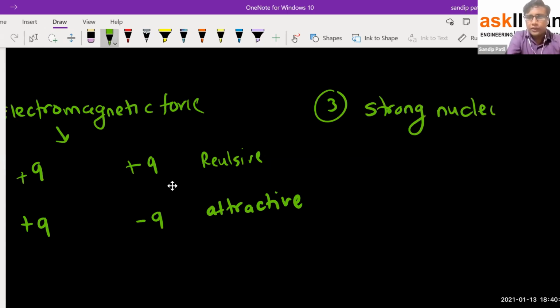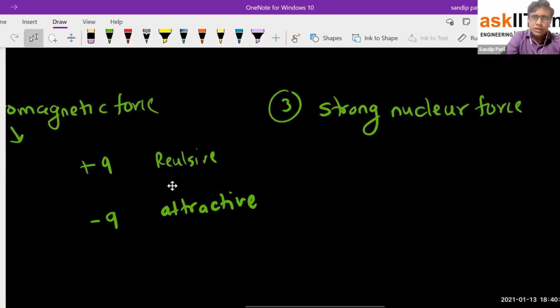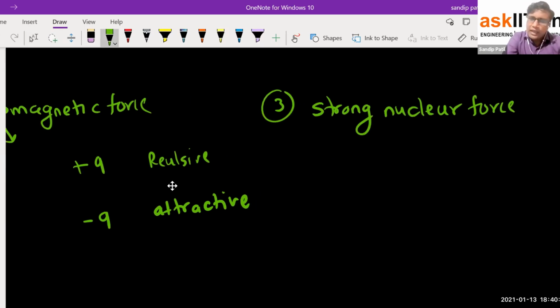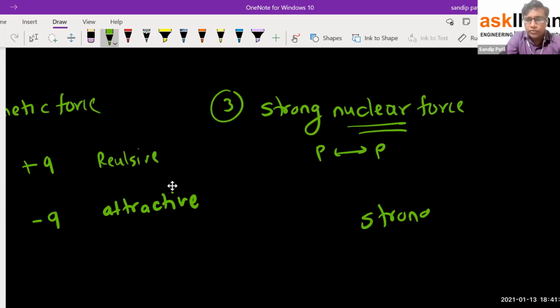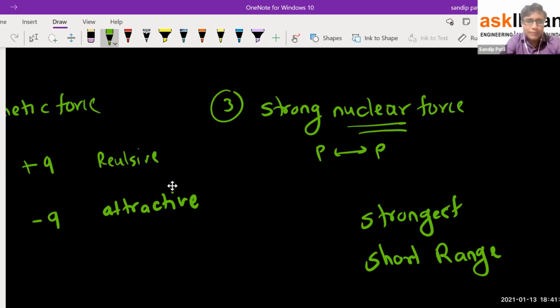Strong nuclear force. So what is strong nuclear force? We already know in a proton there's an electrostatic force. But there is another force, which is called nuclear force. Strong nuclear, as the name suggests, is the strongest force found in nature. Also, one more thing we should remember about this force is that it has a very short range. Short range means, as the name suggests, it must be inside the nucleus of the atom.